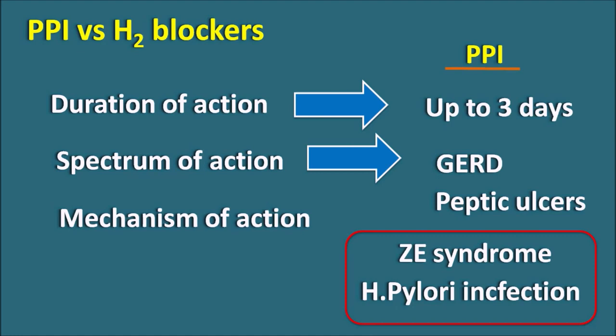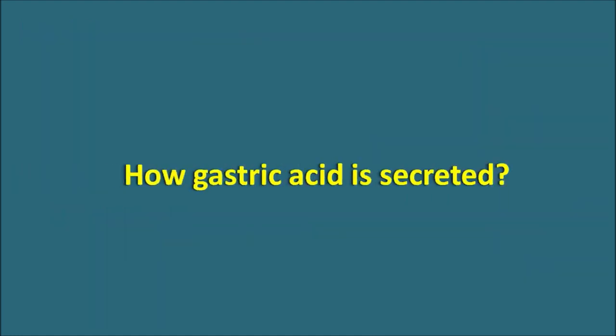And the third one is the mechanism of action. In order to understand the mechanism of action, and which category of drugs acts better in controlling gastric acid secretion, first of all we have to see how gastric acid is secreted. Now let us see how gastric acid is going to be secreted.